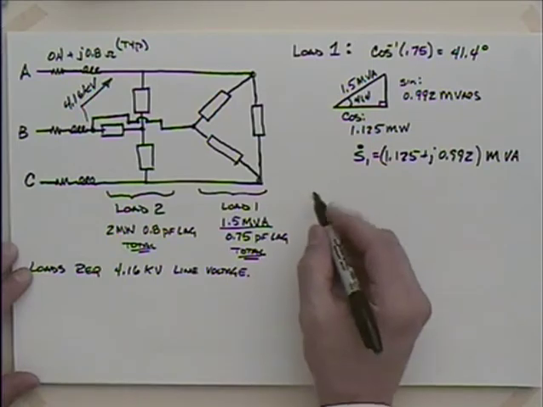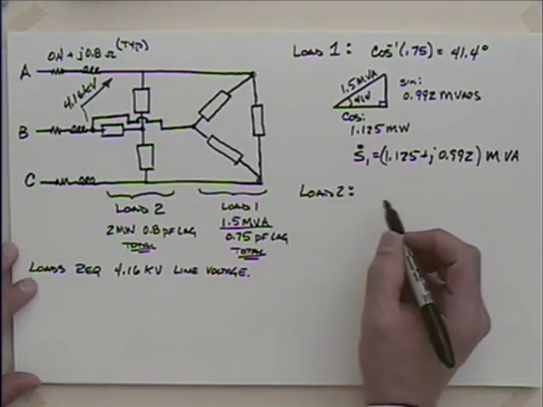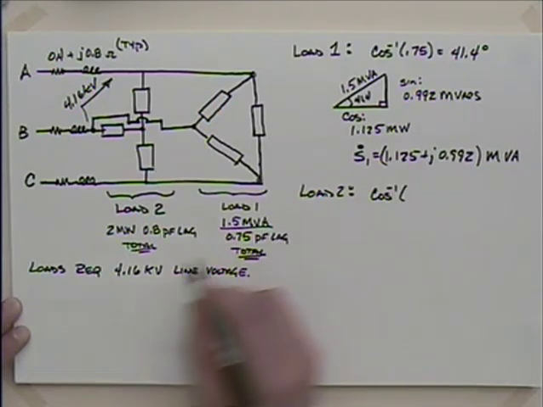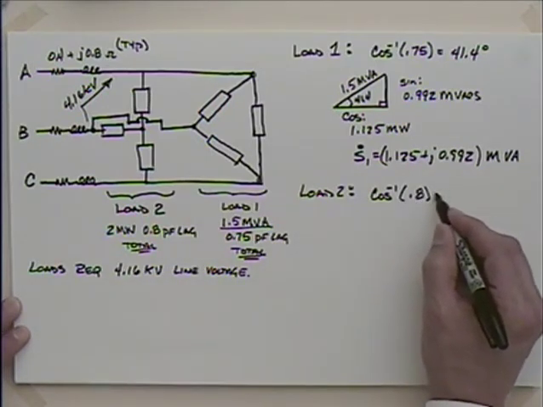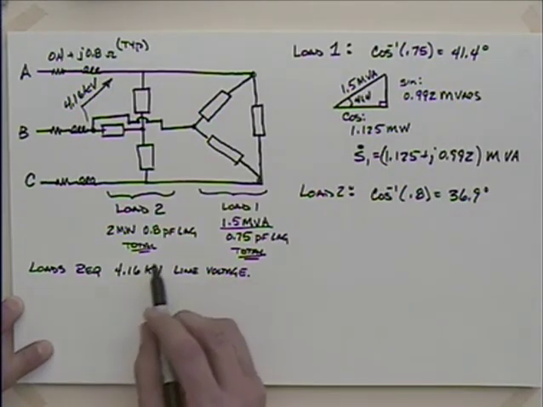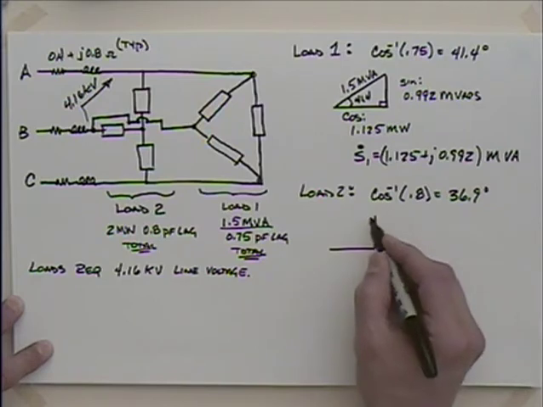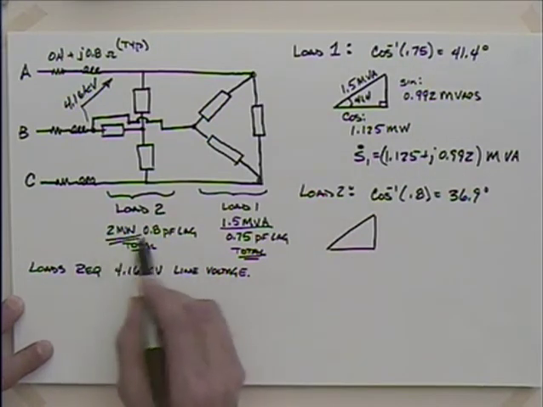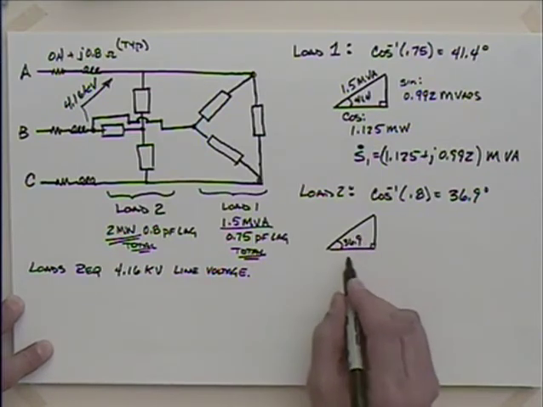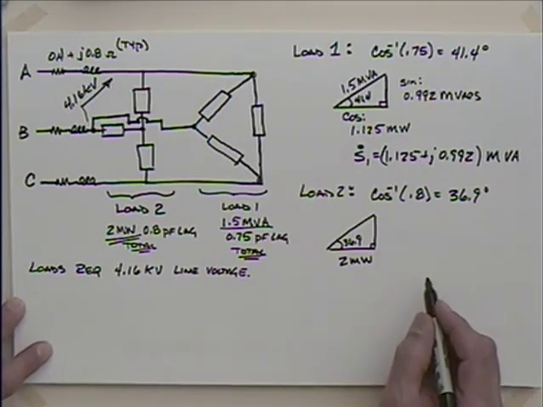So let's look at load number 2. Do the arc cosine of what was our power factor? 0.8. So that's 36.9 degrees. We've got then a triangle. It's a lagging power factor, so again, our triangle is upright. And when they said megawatts, we should think what? Yeah, that's the real portion down here on the horizontal. 2 megawatts.